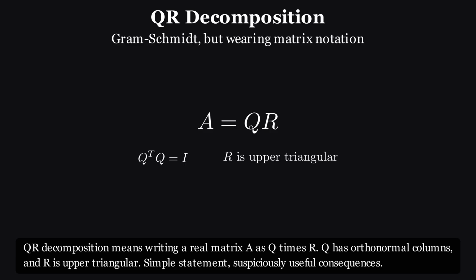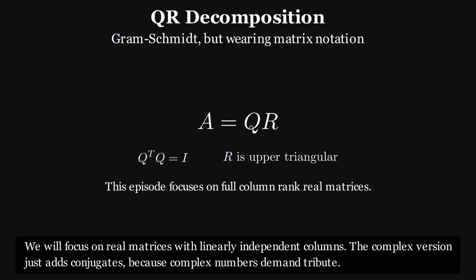QR decomposition means writing a real matrix A as Q times R. Q has orthonormal columns, and R is upper triangular. Simple statement. Suspiciously useful consequences. We will focus on real matrices with linearly independent columns. The complex version just adds conjugates, because complex numbers demand tribute.